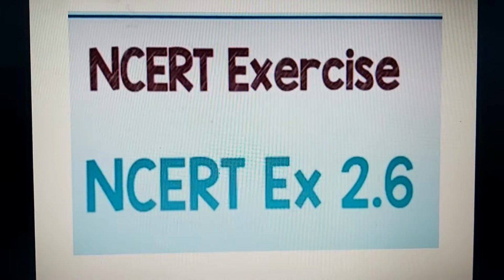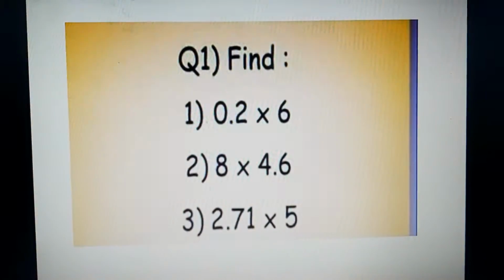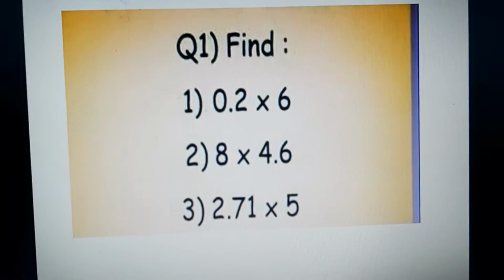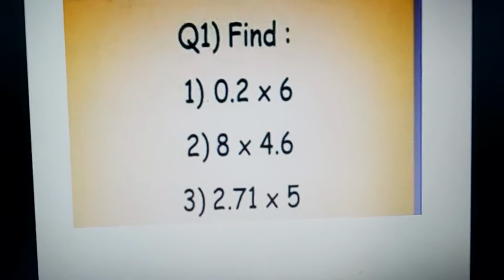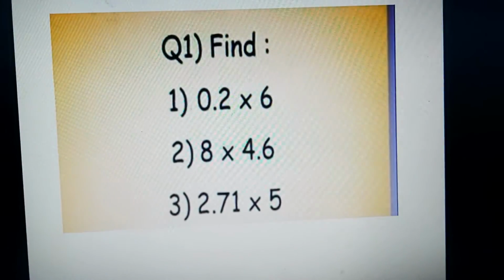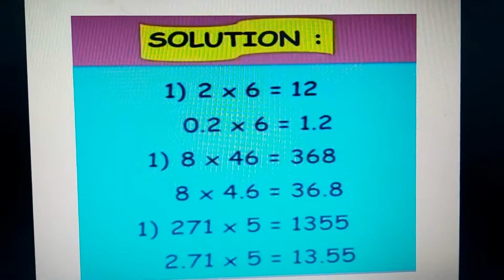Here we will start exercise 2.6. In that we will see question number 1. Find 0.2 into 6, 8 into 4.6 and 2.71 into 5. So simply we have to multiply here.